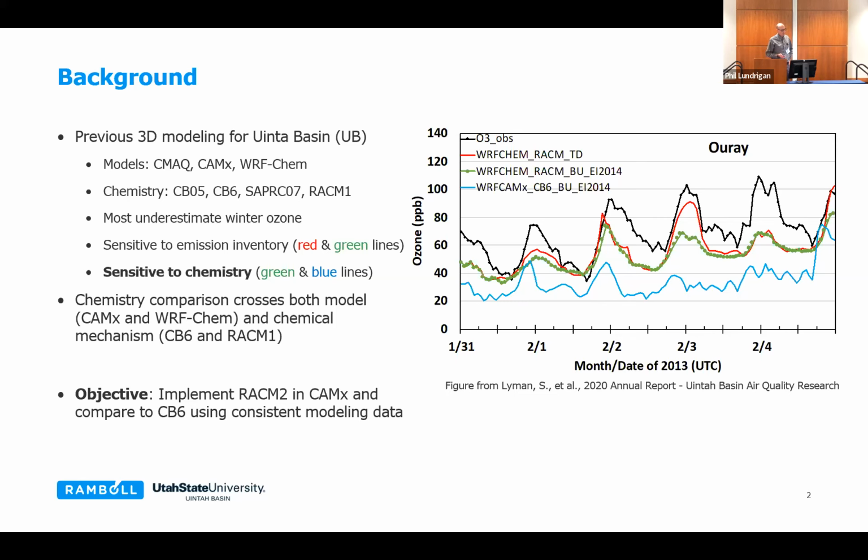But then there was also a comparison of two different chemistries that we use in the models. That's the green and the blue lines, which are very different, which is an interesting finding that needs to be followed up on. The difficulty is, in order to make that comparison, you had to switch between two models. So there are two things going on there: a change in model and a change in chemistry. And so that's difficult to interpret.